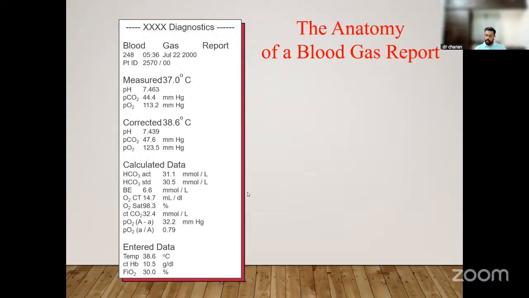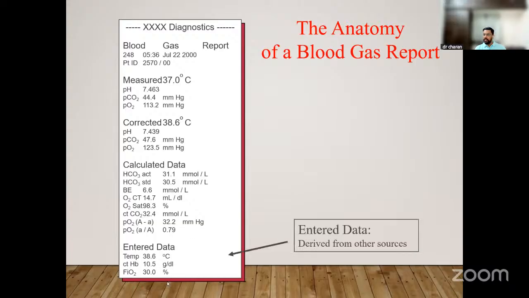So what is there in it? First is the entered data. These are data that we enter into the machine, like what FiO2 the patient is on, what the hemoglobin is, and what the temperature is. These things are entered. Next, the machine measures certain parameters. The measured parameters on an ABG are pH, PCO2, PO2. These three things are measured by the machine.